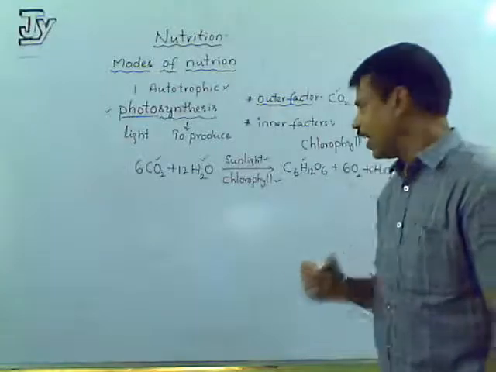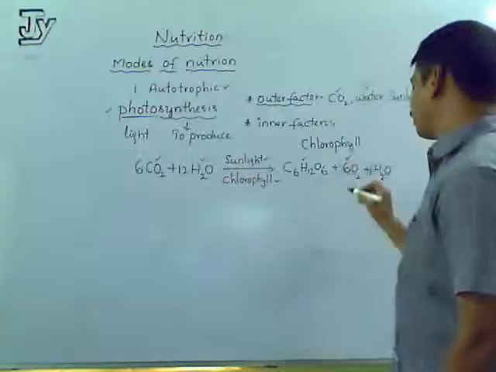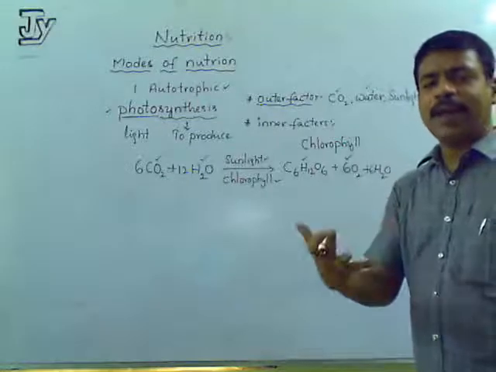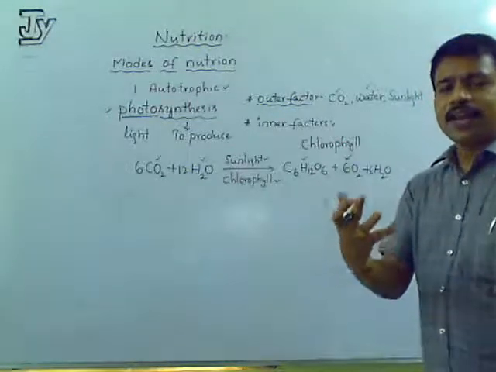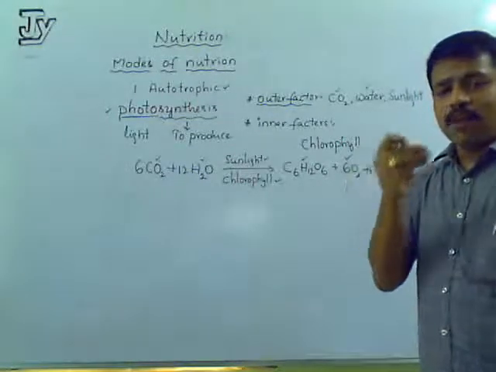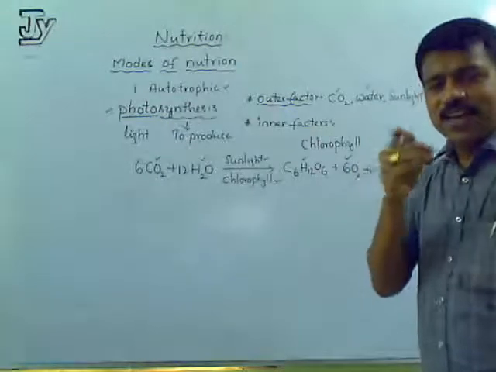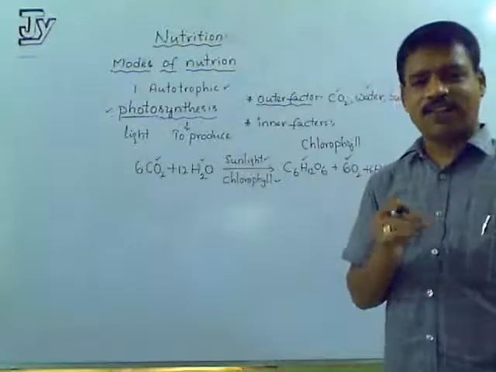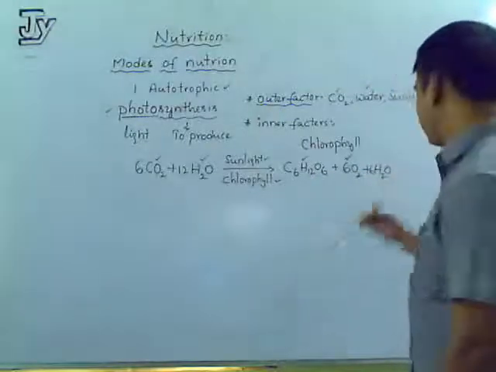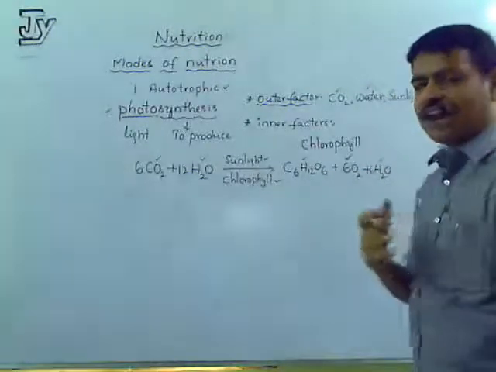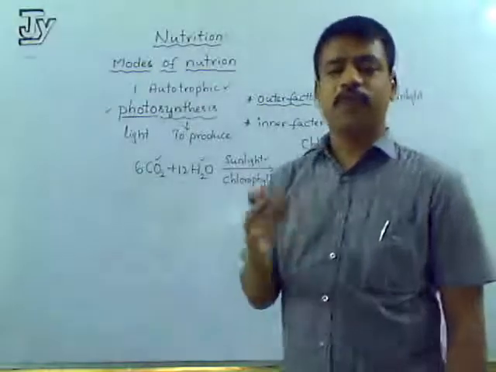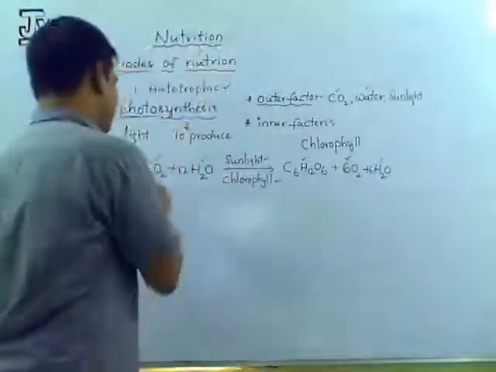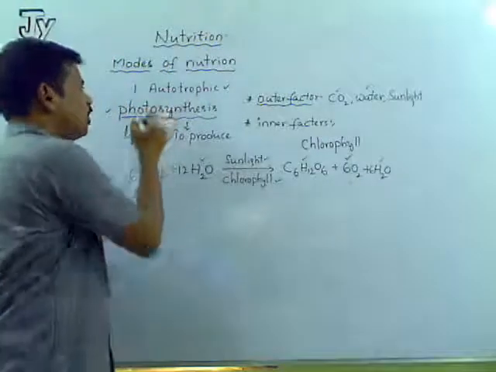Hence the green plant produces glucose and oxygen molecules, which are liberated through the small pores present in leaves, that is, stomata. Later we will discuss the structure of stomata. The water molecules can also evaporate through stomata. So this is the equation that shows photosynthesis.